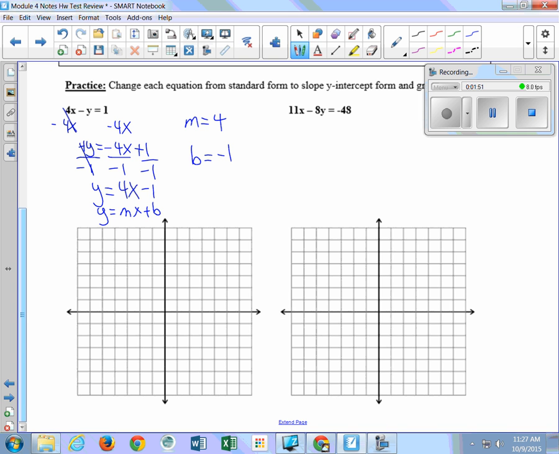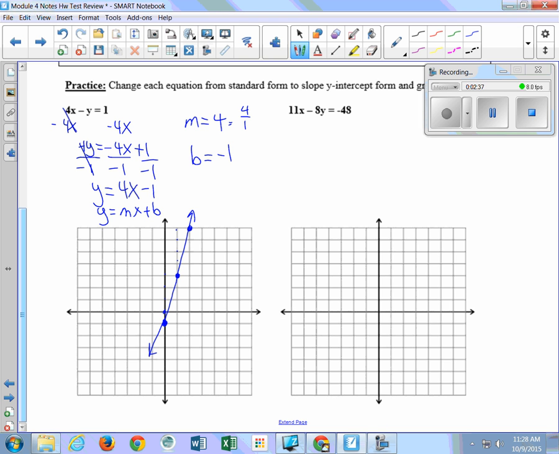Now I can take this information and graph it. First step is to plot your y-intercept. My y-intercept is at negative 1, so starting at 0, 0, right here, I'm going to go down to negative 1. That's the first point. Now I'm going to use my slope, which equals 4 over 1, to find the next point. So I'm going to rise 4: 1, 2, 3, 4. I'm going to run 1 to the right to make a positive line. I'm going to do it one more time. 1, 2, 3, 4, run 1, and I've made the line for that equation.